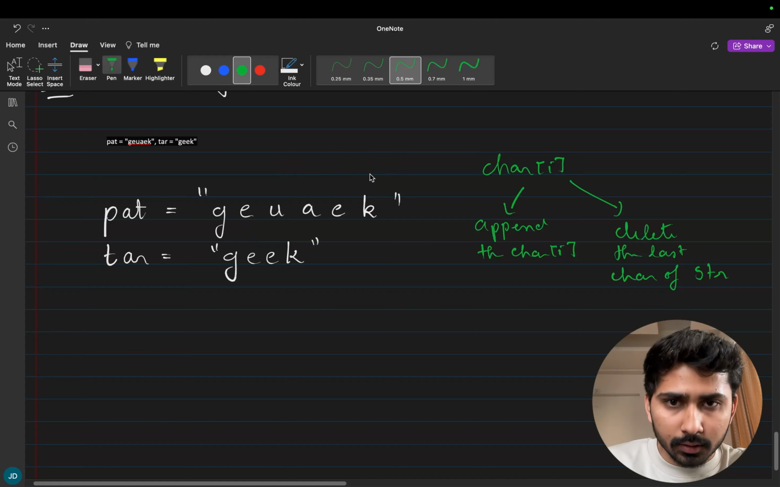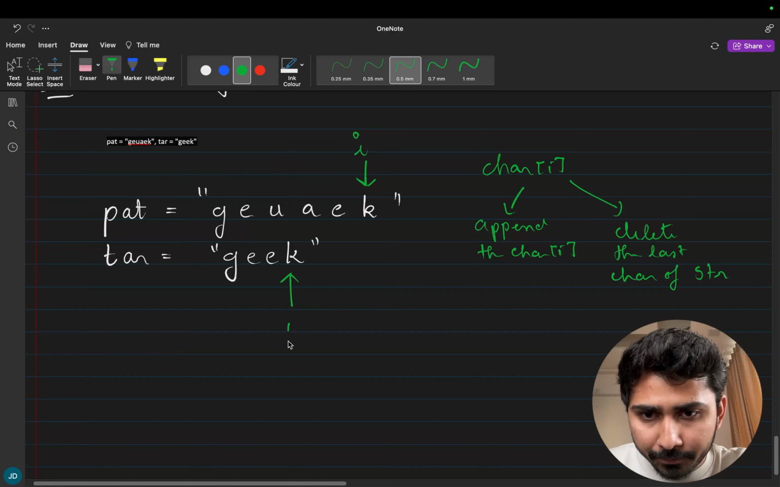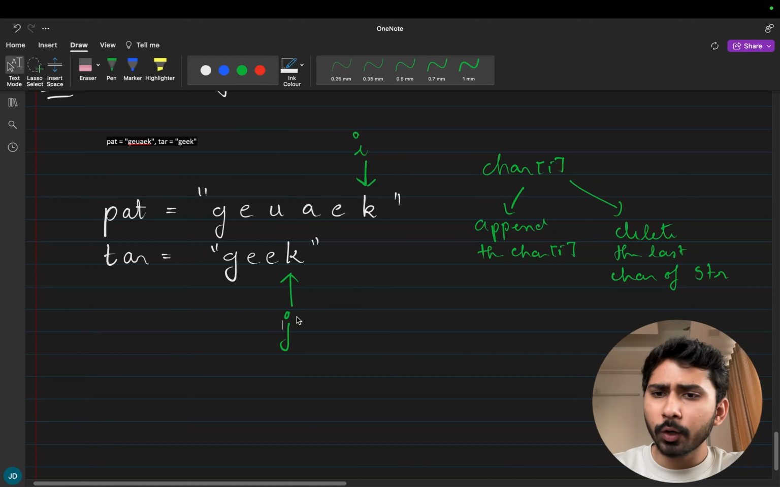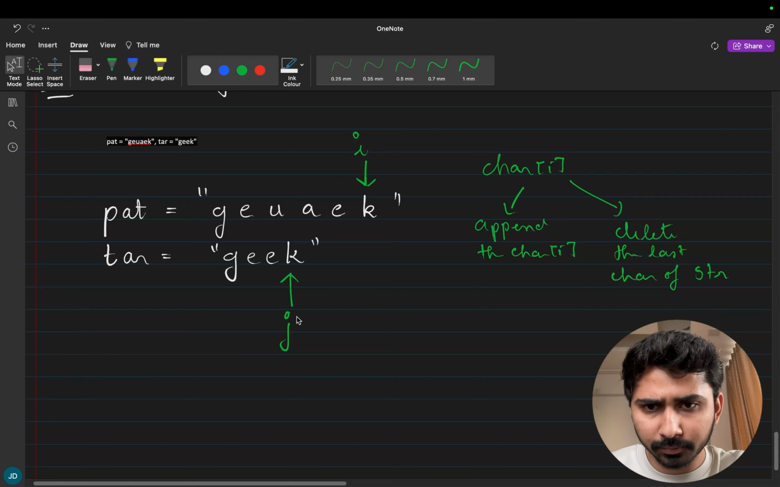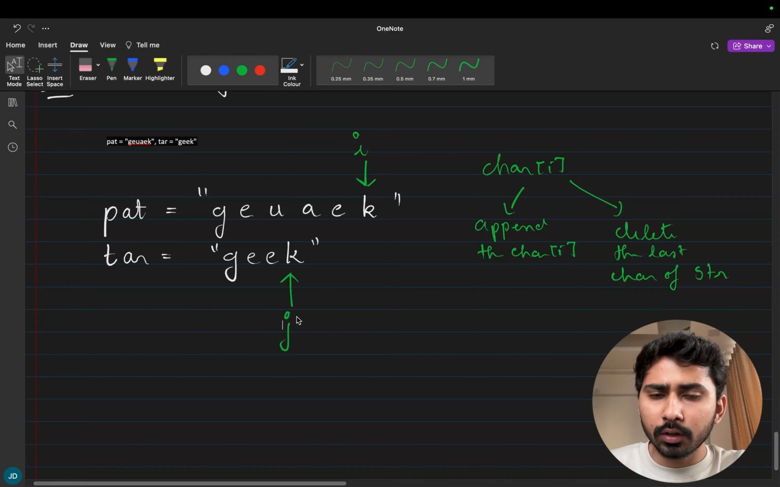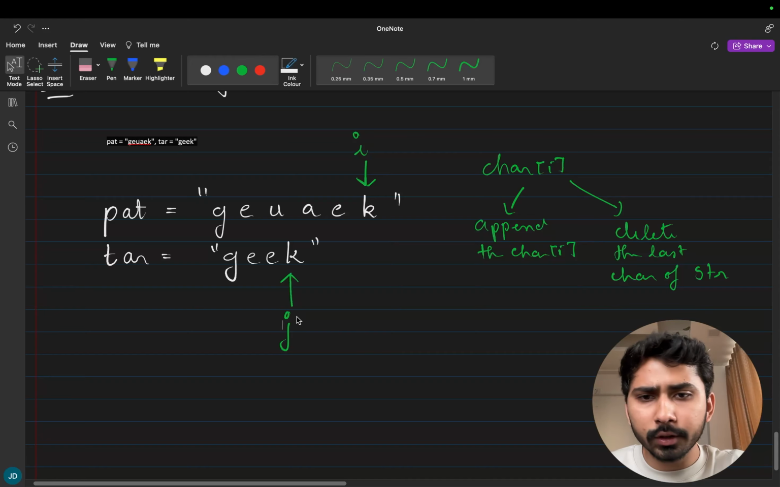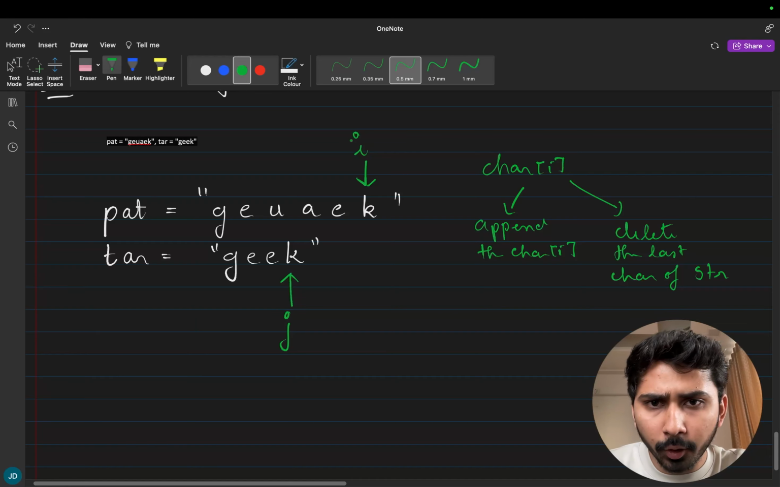Okay. So I will keep two pointers i and j over here, and I will try to find out whether all the characters of tar can be generated from this pet or not. I will do the iteration from right to left on both the strings. i points to K and j points to K in tar. I can see both the characters are equal. So when both the characters are equal, I am going to move both of them at the same time.